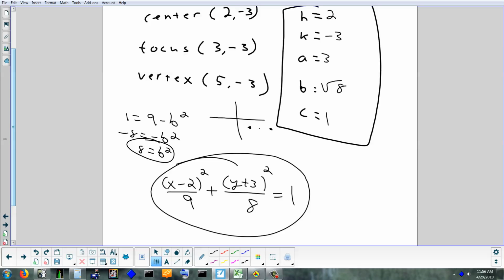Any questions on that? So on the test, I think there's maybe 3 or 4 problems exactly like the stuff I just showed you on ellipses.